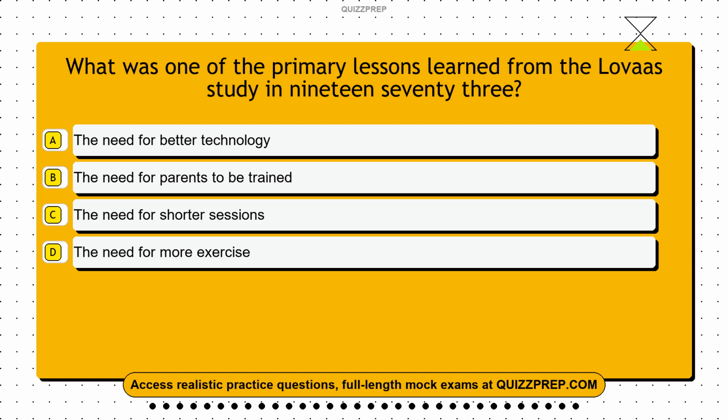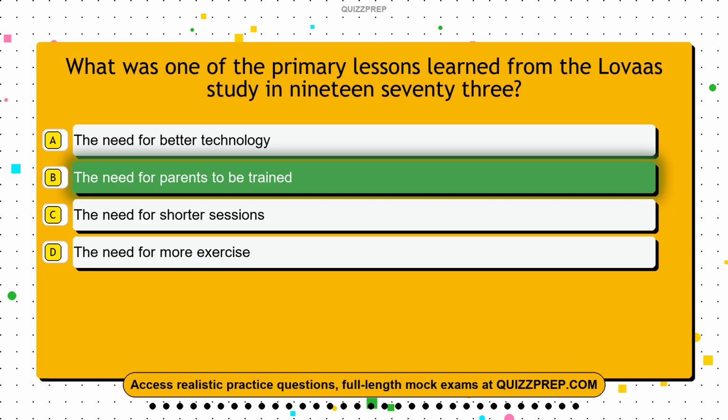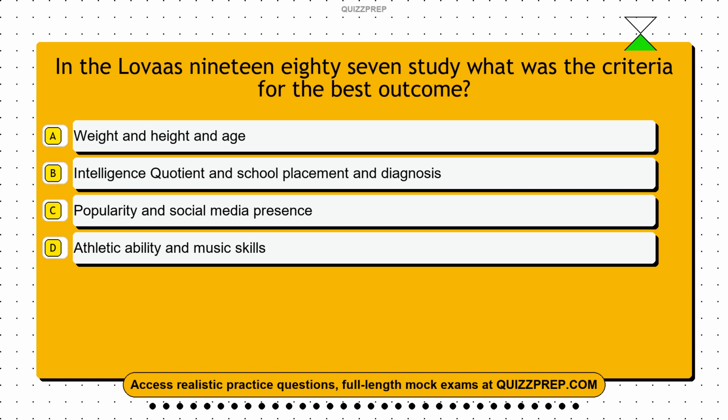Question 11. What was one of the primary lessons learned from the Lovaas study in 1973? Option A, the need for better technology. Option B, the need for parents to be trained. Option C, the need for shorter sessions. Option D, the need for more exercise. The correct answer is option B, the need for parents to be trained. Research showed that gains made by children often regressed if their parents were not trained to maintain the interventions at home.